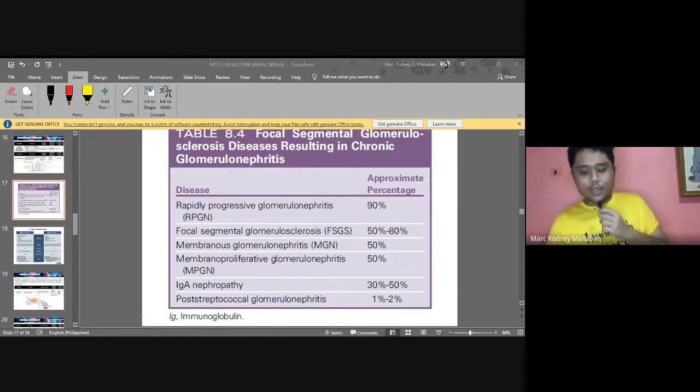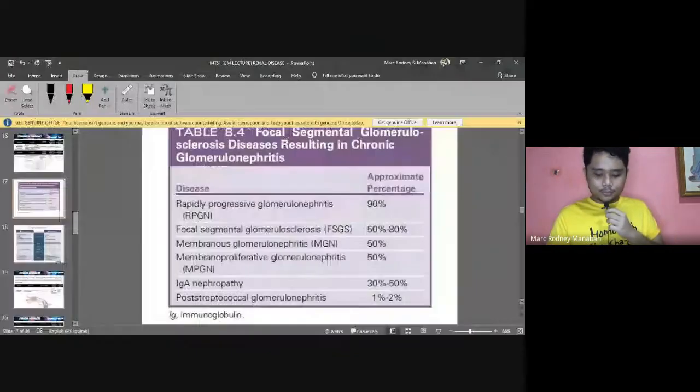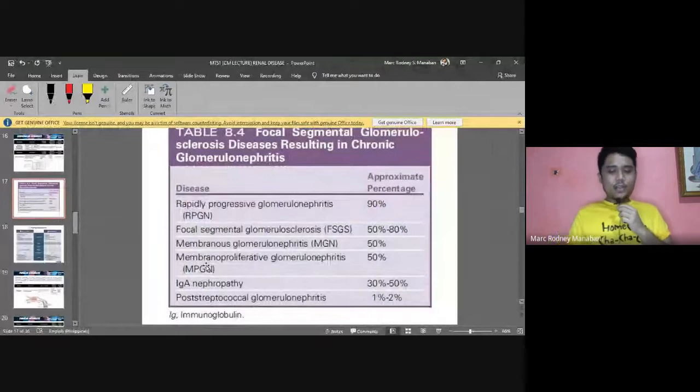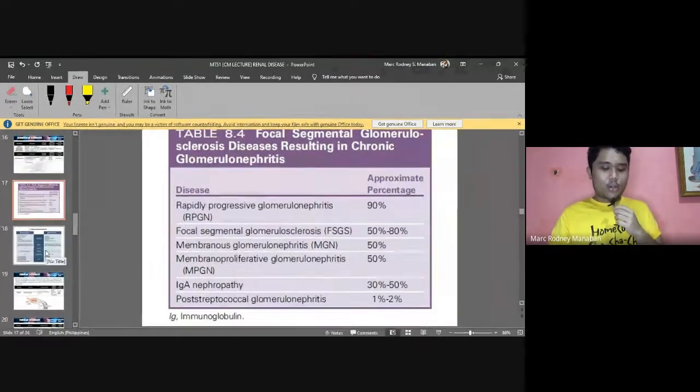So that's for these percentages. Again, RPGN has the 90% progression to chronic glomerulonephritis.